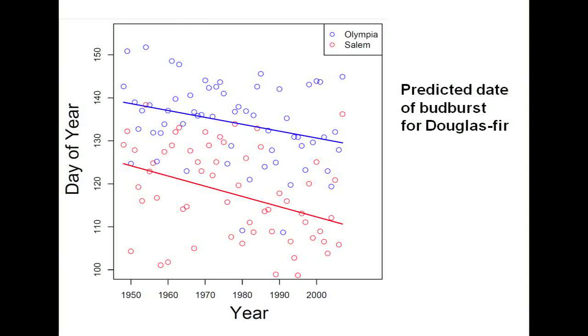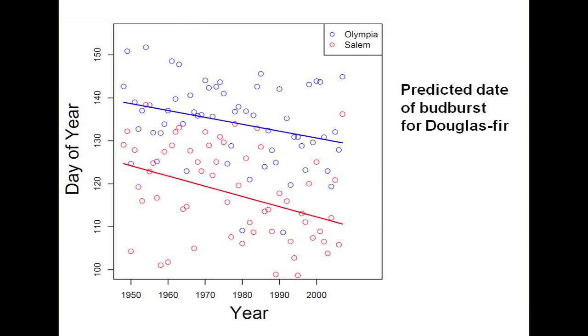There are two points that I'd like you to see in this graph. One is that there's a tremendous variation from year to year. So here we have day of the year for budburst up around day 150, and then at the same location you could have down here at 110, so a difference of like 40 days or more.